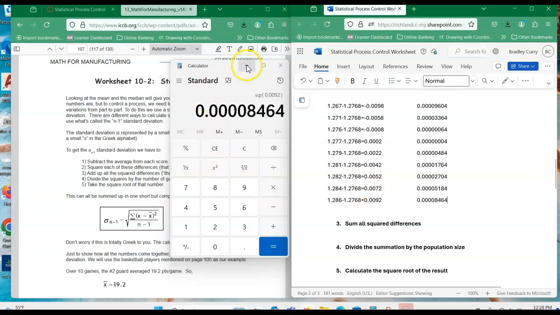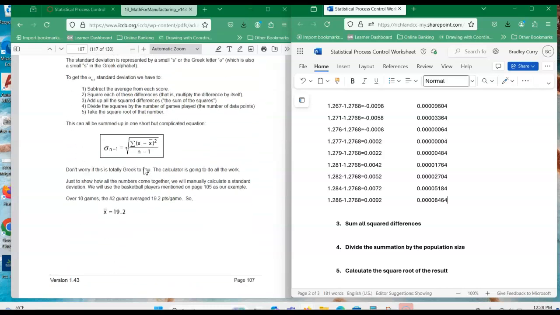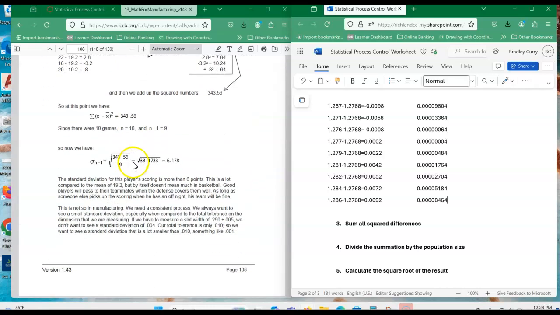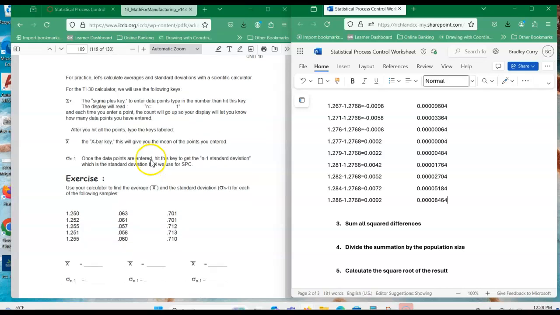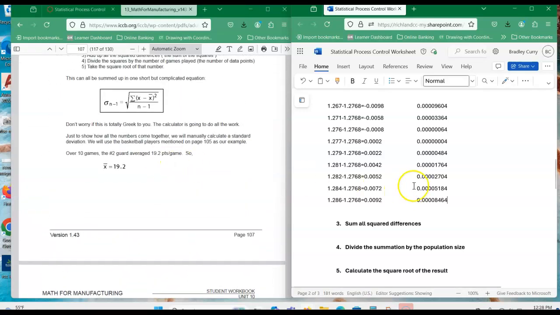Of course, as you look through the Math for Manufacturing worksheet, you can see it also goes through a step-by-step process and procedure here. So if you're having problems following along with me when we're doing this, make sure you're going through the worksheets to understand what's going on here as well.